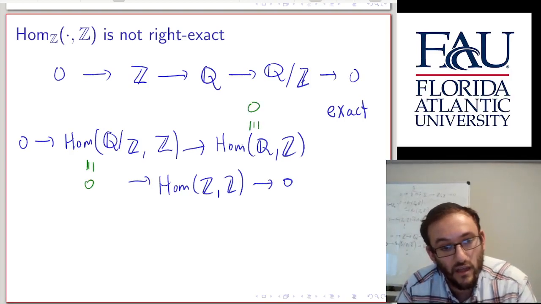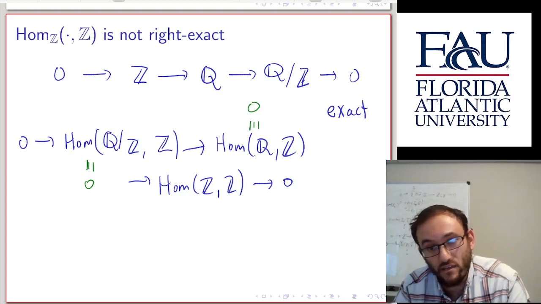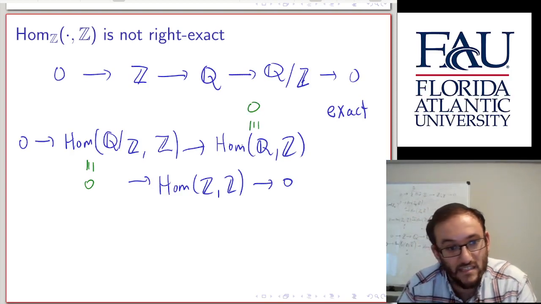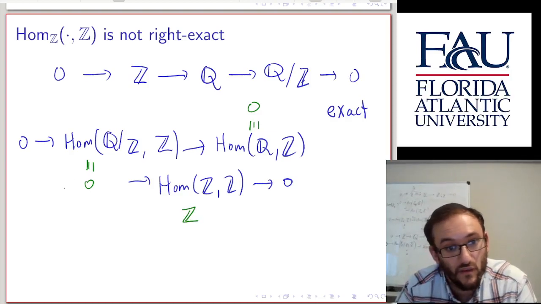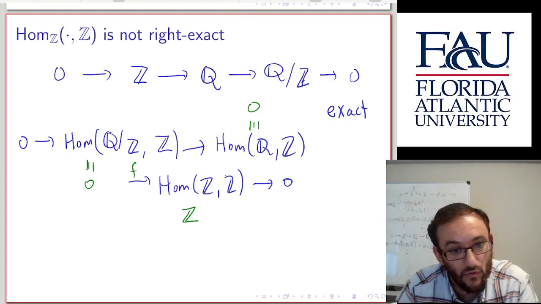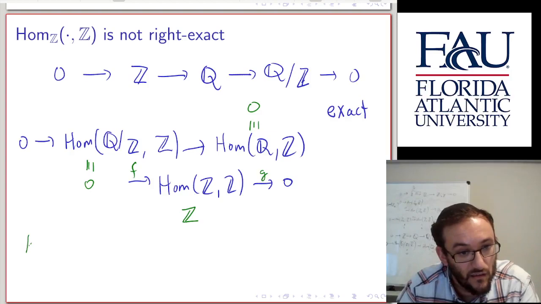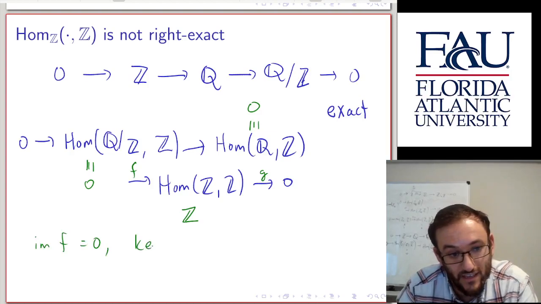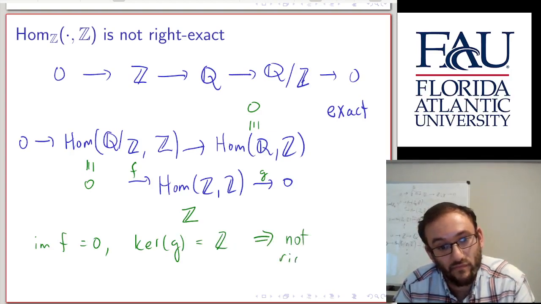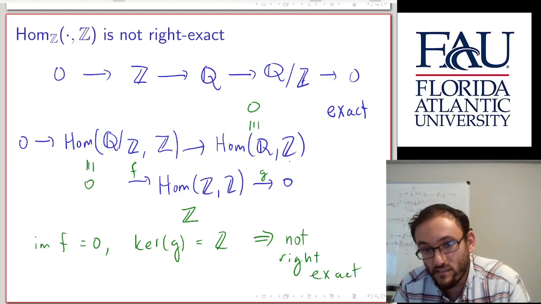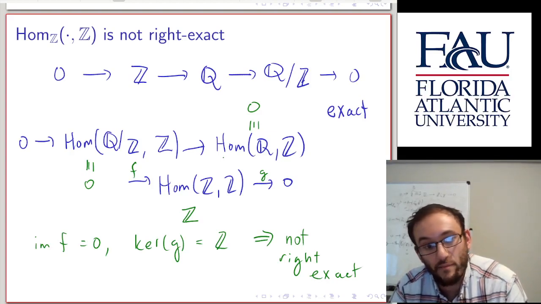Similarly for maps from Q to Z, we showed earlier that that has to be 0, whereas maps from Z to itself, that's going to be the integers. So by the same reasoning as before, we have that the image of f is just 0, but the kernel of g is Z, which means that this sequence is not right exact. Okay? We only have exactness at these places, but we don't have exactness in that last step.